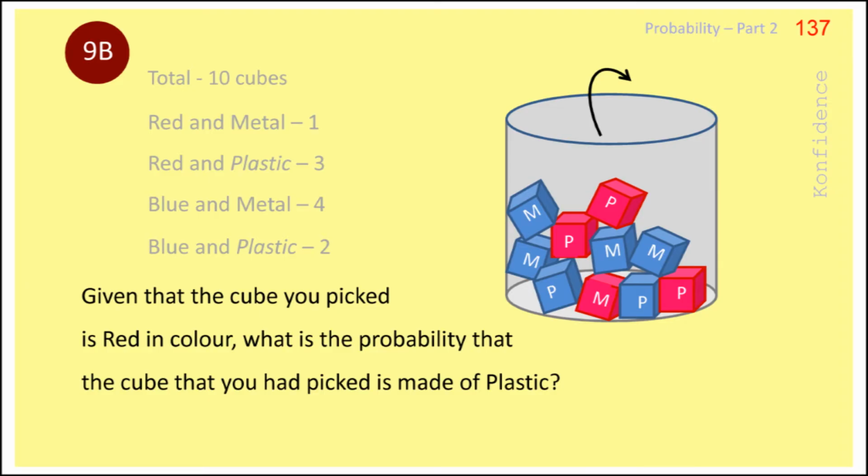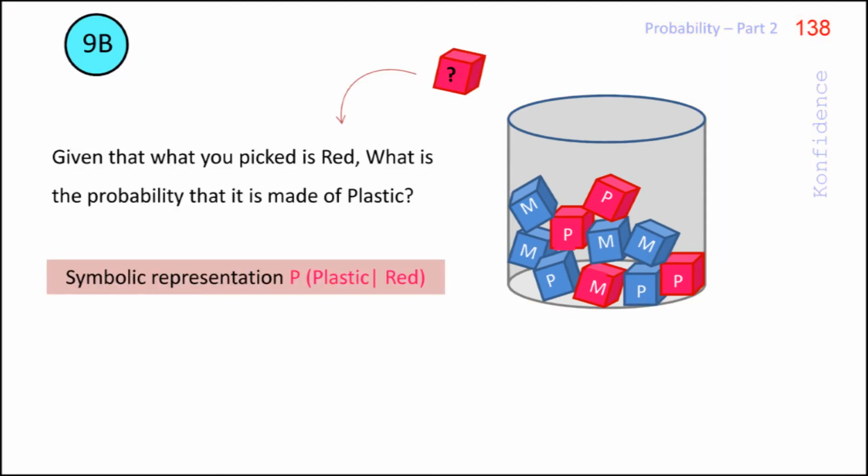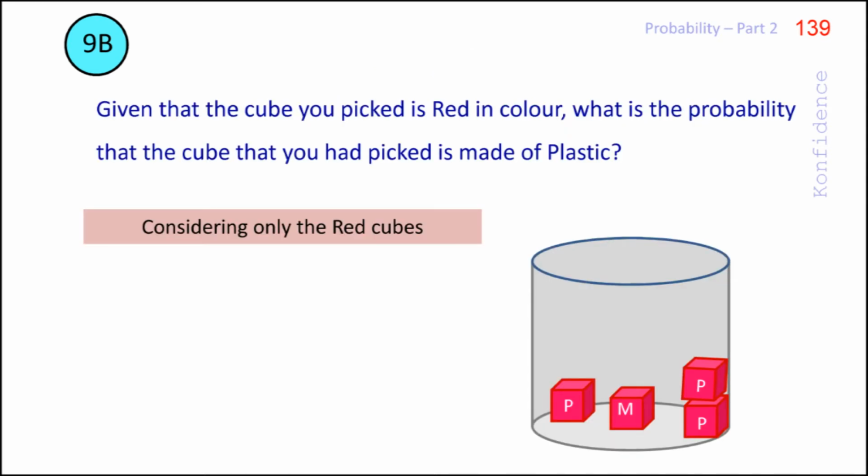Now let us attempt question 9b based on the same set of 10 cubes. What is the probability that the cube you picked is made of plastic, given that the cube that you had picked is red in color? This is expressed symbolically as shown in the slide, as probability of plastic given red. The cube picked is given to be red. That is something that has already happened. So we need not consider the blue cubes anymore.